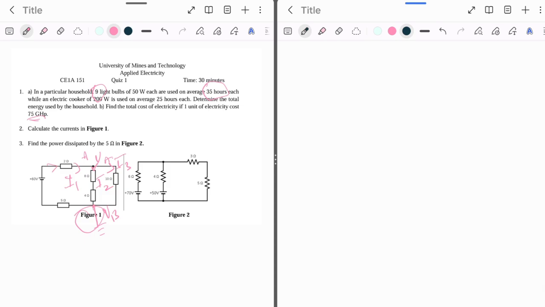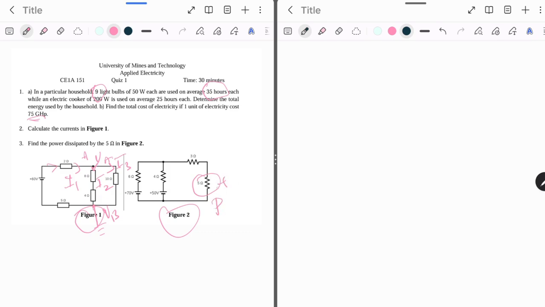Now we go to question 3, right? Question 3: find the power dissipated by the 5 ohms resistor in figure 2. So we have our figure 2 here, and we have 5 ohms here. We have to find the power, right?